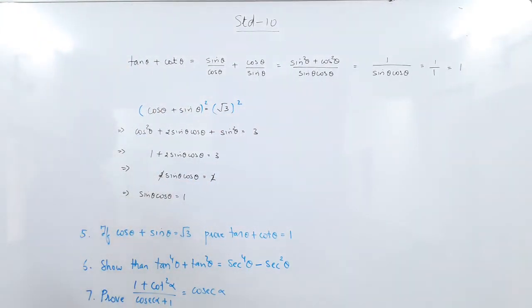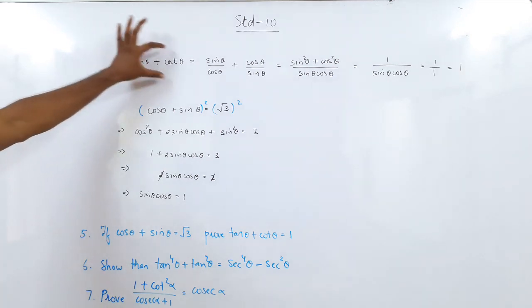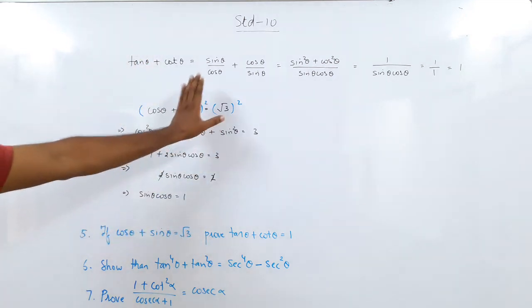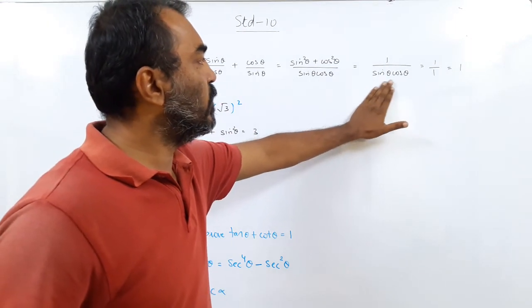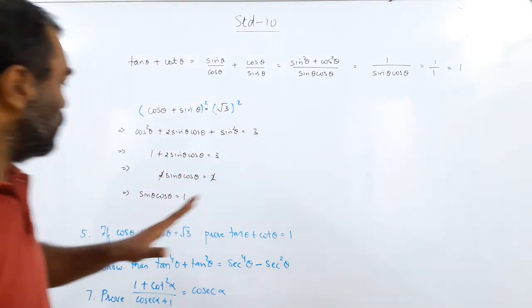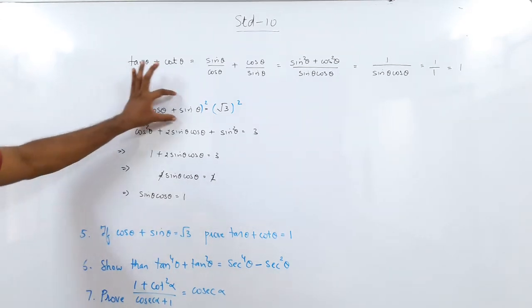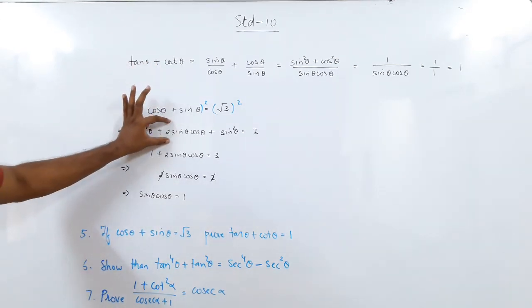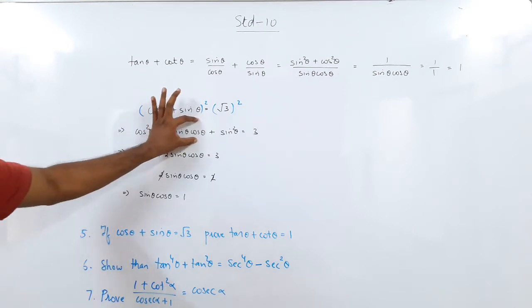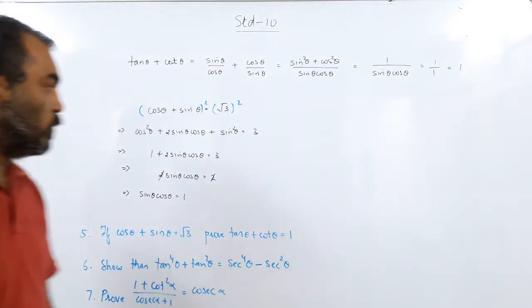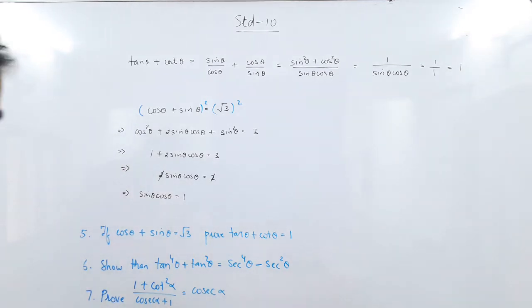Is it a good approach? So here I first simplify tan theta by cot theta. By simplification I reach 1 upon sin theta cos theta. Now I want to know the value of sin theta into cos theta. So I know when I square cos theta plus sin theta, in between I get a value 2 sin theta cos theta. So this would give me the value here, which would eventually lead me to the answer.